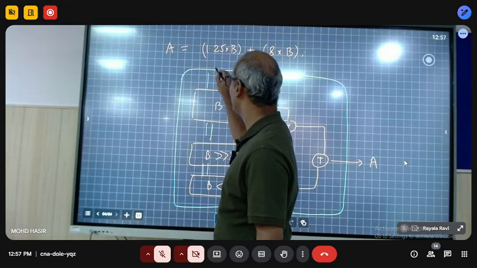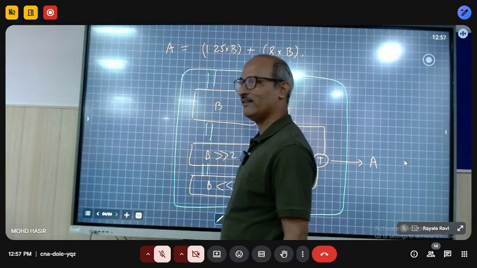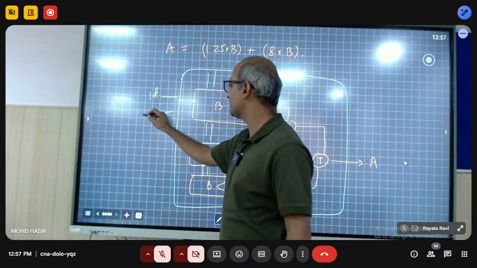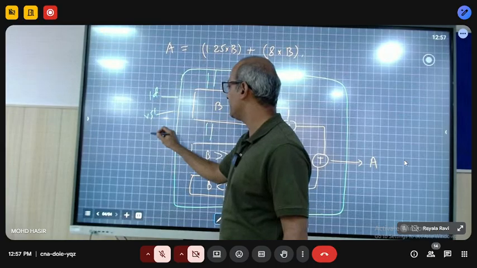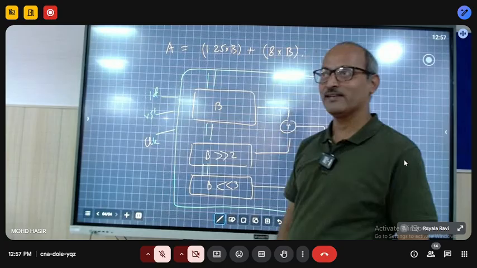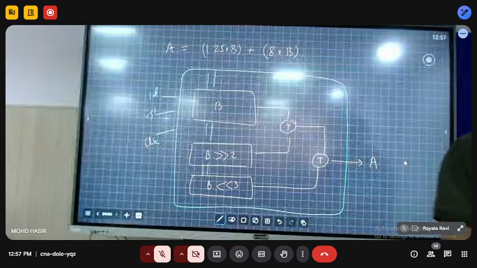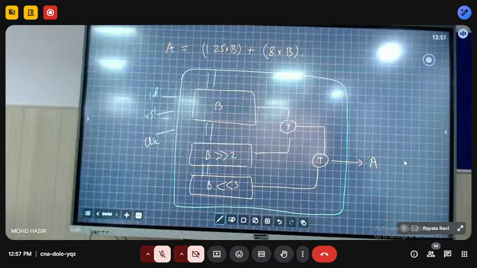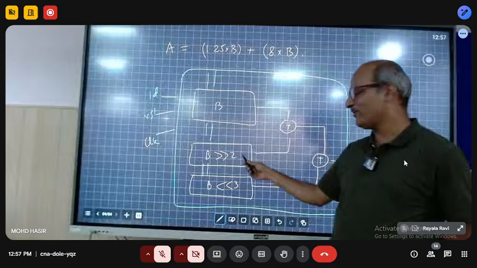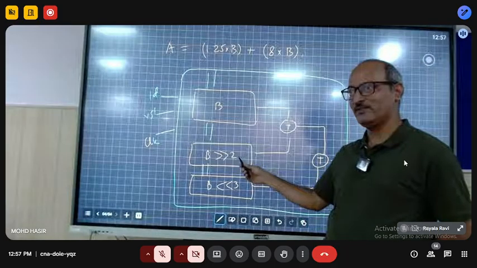A number A shift right by 2 times. Okay. And then number A shift left by 3 times. Number B, right? Not A. In the algorithm, it is B.